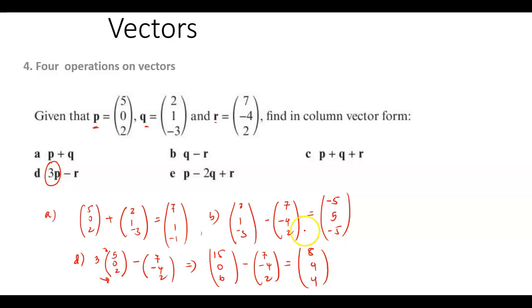Now this is how vector addition and subtraction works, and the multiplication by a constant. If I multiply by a constant, I can say, oh, this is R. I can multiply R by 3 or by 4, anything. So 4R means get 4 multiplied by R. That's what it means. So this is 28, and this is negative 16, and this is 8.